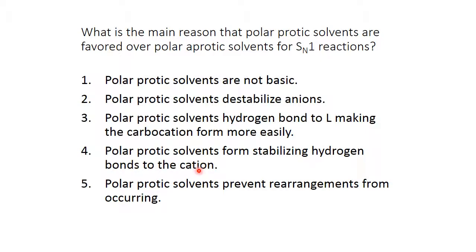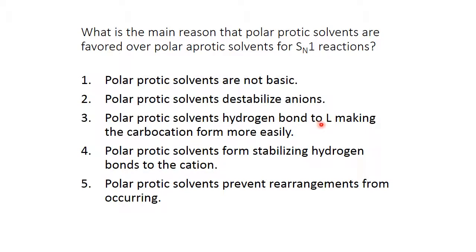Polar protic solvents form stabilizing hydrogen bonds to the cation. Well, there's no way that a cation will hydrogen bond to a solvent. The hydrogen has a delta plus, which will not be attracted to a cation. Polar protic solvents prevent rearrangements from occurring. Well, that doesn't happen. They don't prevent that. They stabilize a carbocation, and they might actually encourage rearrangements to occur because it might make the carbocation last longer.